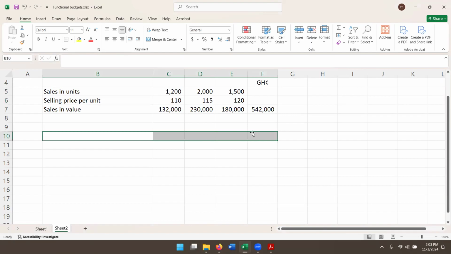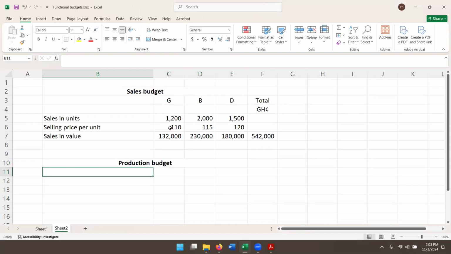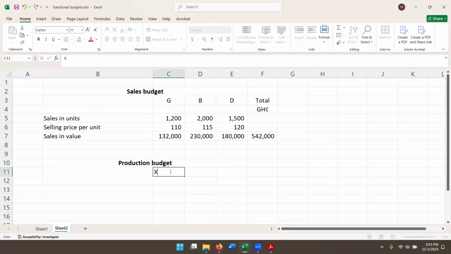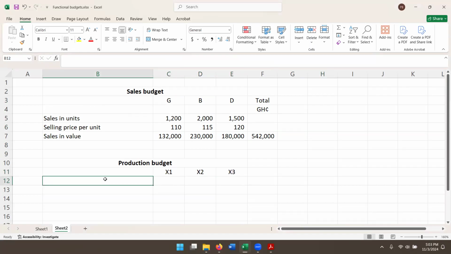Let's move on to look at the production budget. Production budget. So the same thing. For that one, we have X1 up to X3. So X1, X2, and then X3. All right. So we start with sales in units.